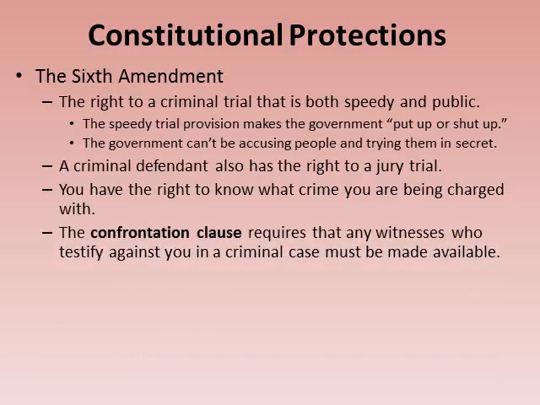There's also something in the Sixth Amendment called the Confrontation Clause, which requires that any witnesses who testify against you in a criminal case must be made available for cross-examination. It certainly would be unfair if the state said, "Well, we have this witness that says that you did it," but the witness isn't there at the trial, and you can't cross-examine them and ask them about their eyesight and if they were really concentrating and try to impeach them or whatever. And so the Confrontation Clause requires that that witness be available, and that's a real problem sometimes.